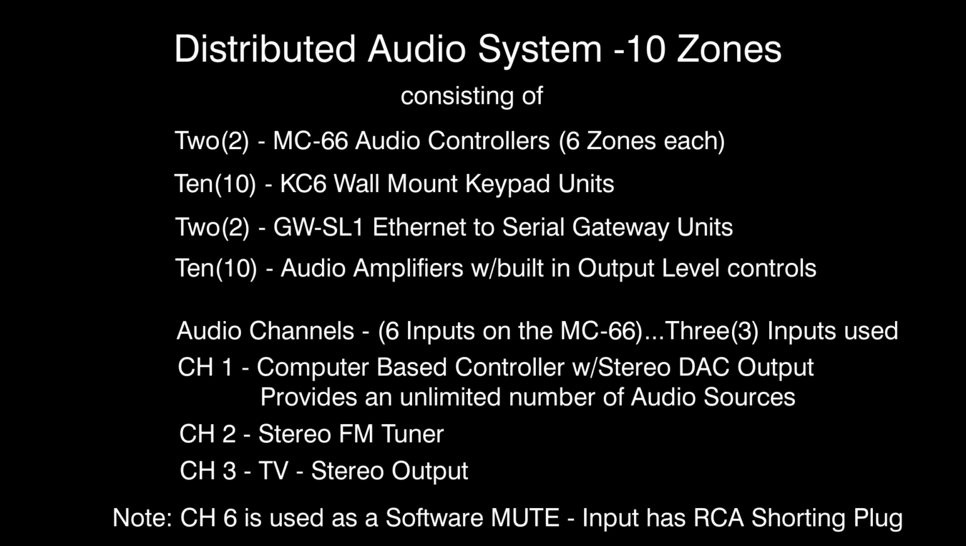The audio channels: we have 6 inputs on the MC-66. 3 inputs are used. Channel 1 has a computer-based controller with stereo DAC output. This provides an unlimited number of audio sources. Channel 2 is a stereo FM tuner. Channel 3 is a TV stereo output. Note, Channel 6 is used as a software mute. It has an RCA shorting plug on the input.